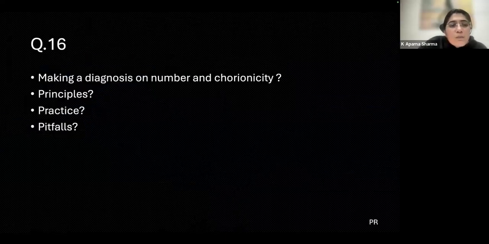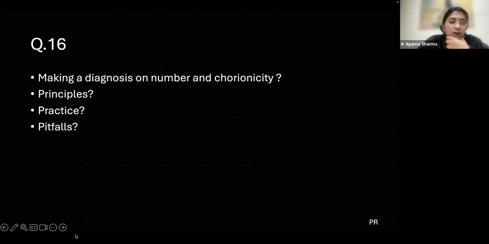So Prasanna, this was about a miscarriage, and like Dr. Kushagra said, I think this is the most important part of the first trimester viability scan. We move on to the next section, which is about the number and the chorionicity. So how do you go about it, are there any pitfalls in practice, and what are the key points that you would like to look for?